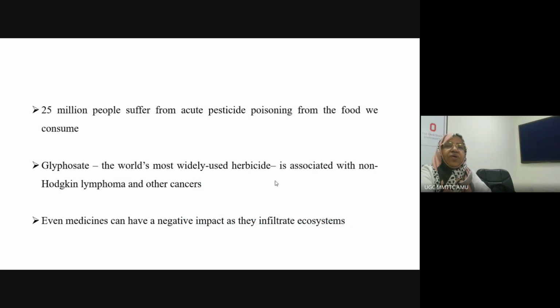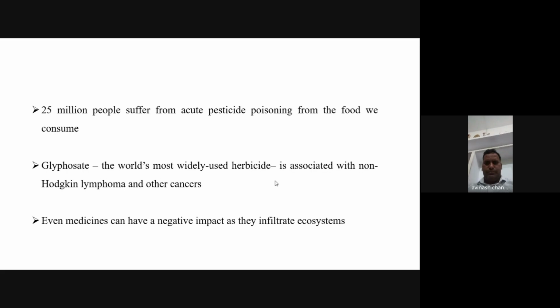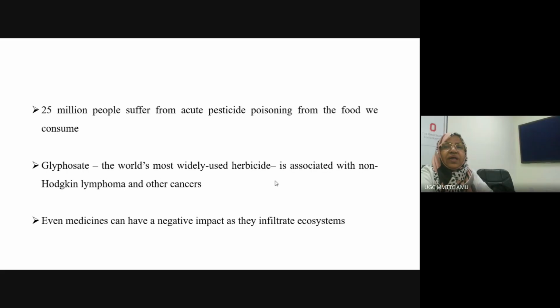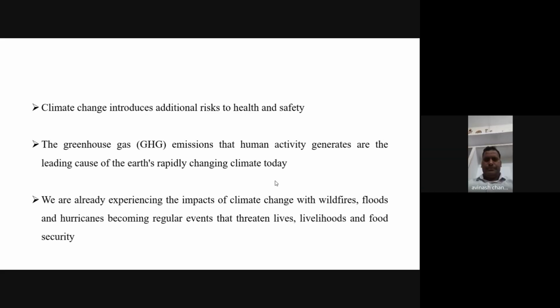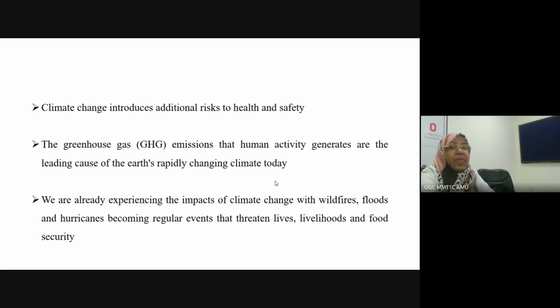25 million people suffer from acute pesticide poisoning from the food we consume. Glyphosate, the world's most widely used herbicide, is associated with non-Hodgkin's lymphoma and other cancers. Even medicine can have a negative impact as it infiltrates the ecosystem. Climate change introduces additional risk to health and safety.